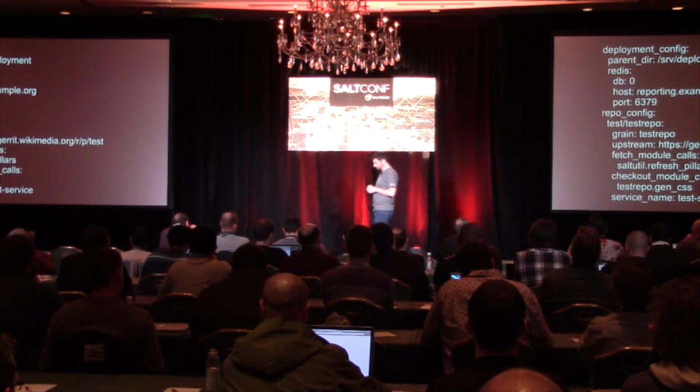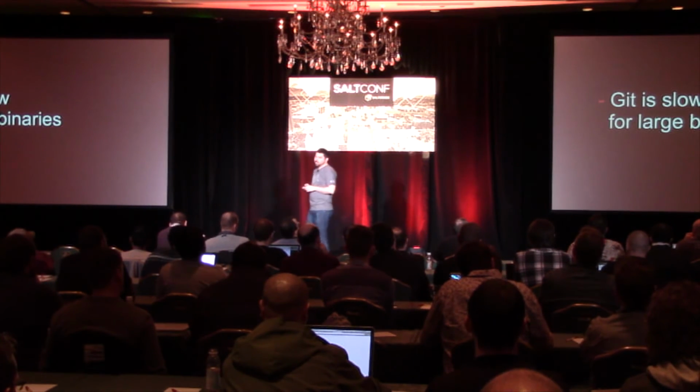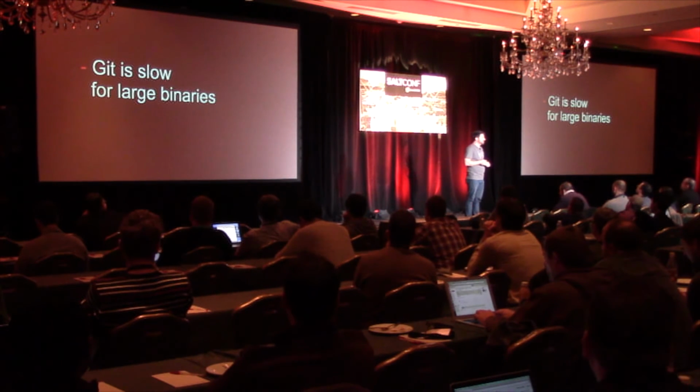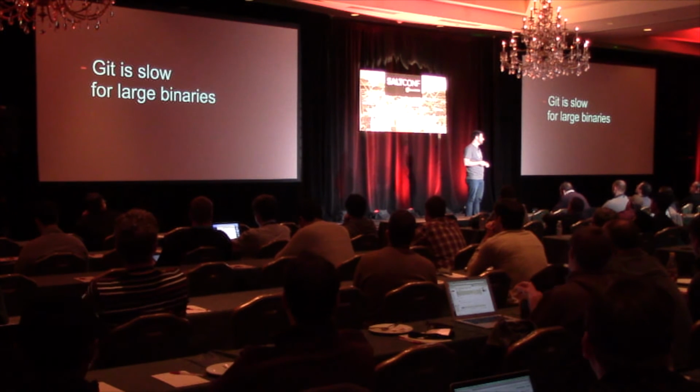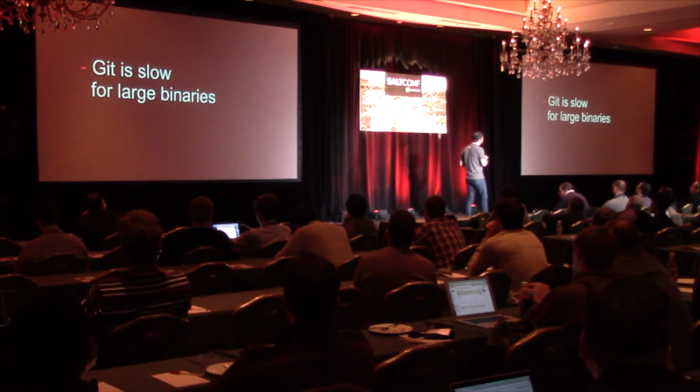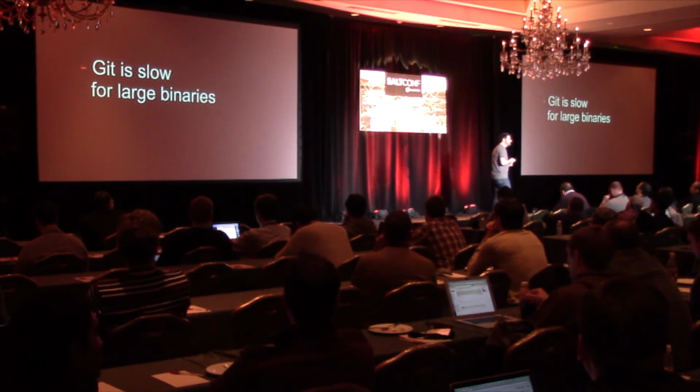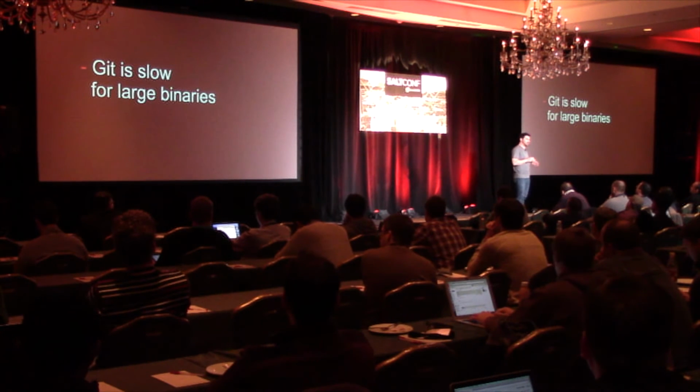There's, of course, a couple negatives with the system as well. Git's really slow for large binaries. Also, just putting binaries in Git is a terrible, terrible idea. So deploying binaries via Git is not a good idea. The good thing is the system is written in such a way we don't actually have to use Git. The only real requirement is that you have a two-stage deployment, which is fetch and checkout.